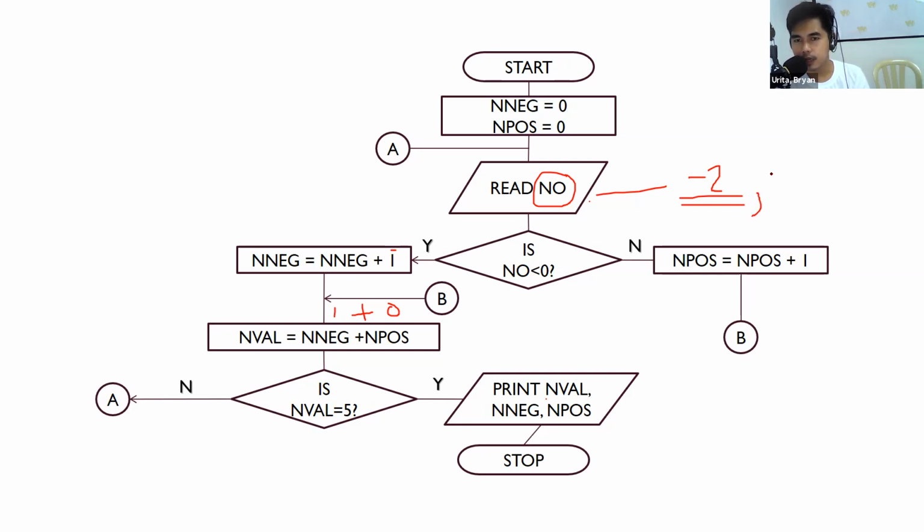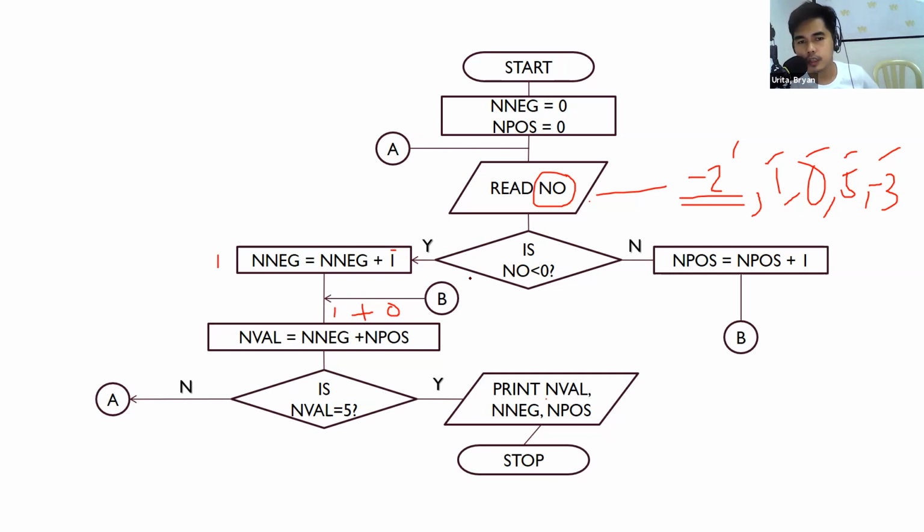So let's say for example, negative 2, 1, 0, 5, negative 3. So 1, 2, 3, 4, 5. Pag ito in-enter natin, ang bibilangin niya, sundan nyo na. Sundan nyo yung flow. Diba? Start tayo, n-neg equals 0, n-pos equals 0, read number, negative 2. So less than 0, yes, punta tayo dito. So may plus 1 na tayo sa n-neg. Plus 1 na tayo.